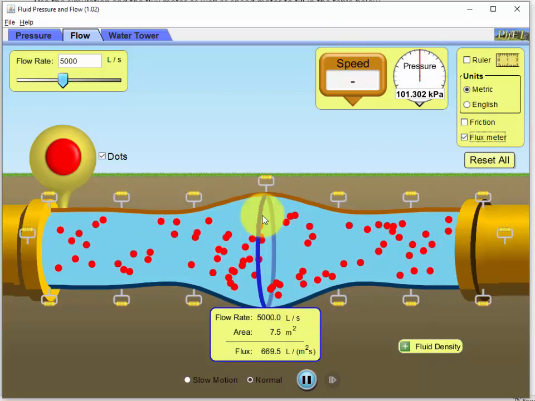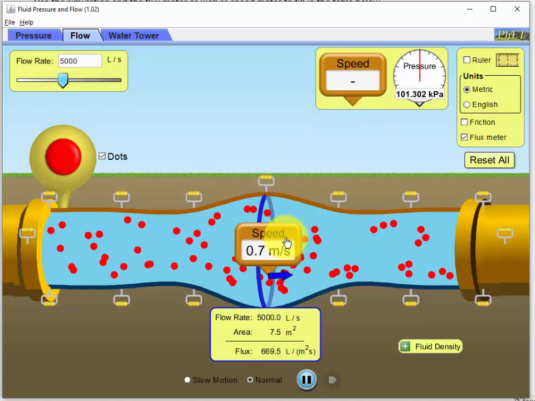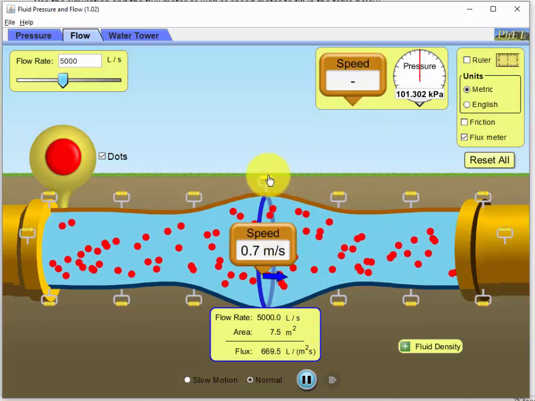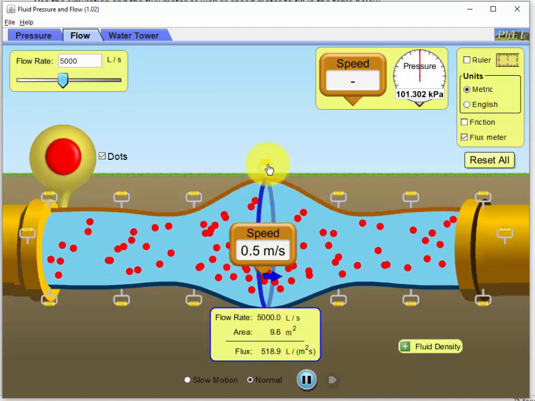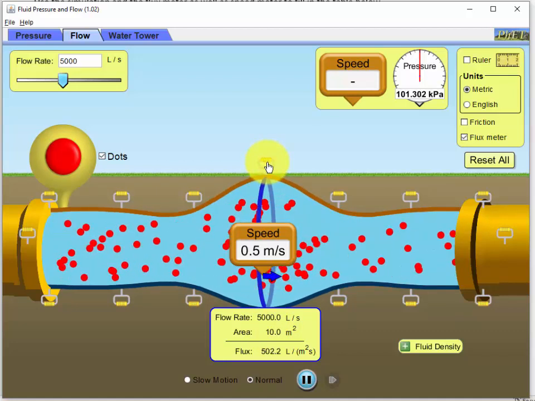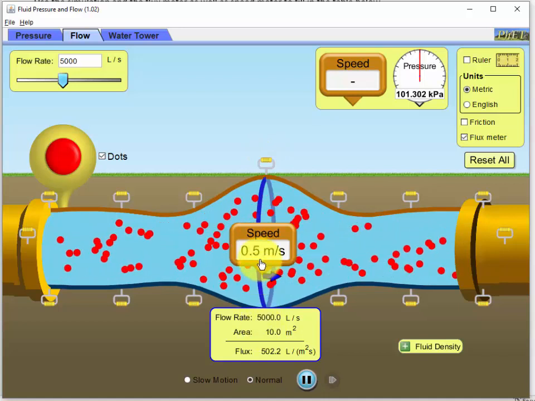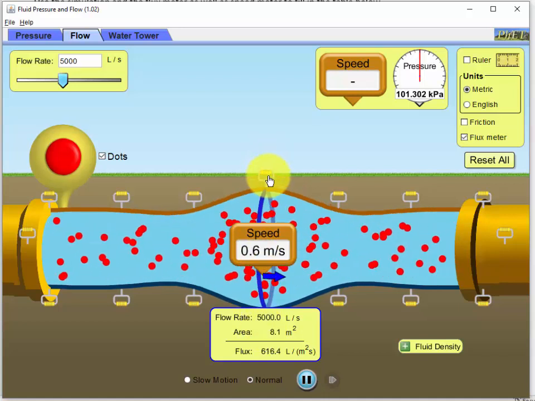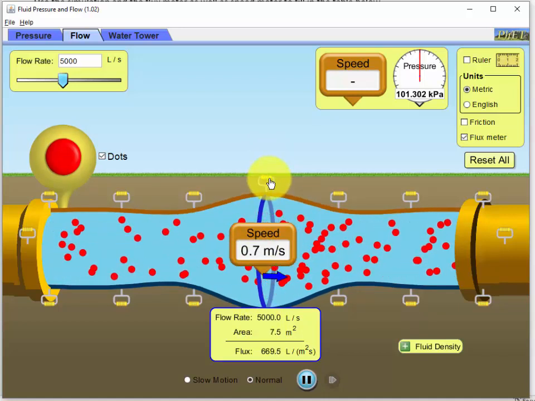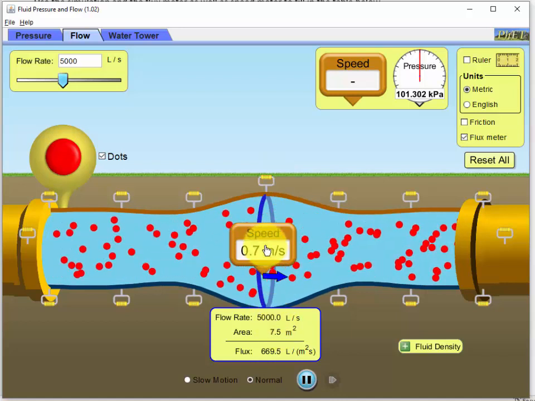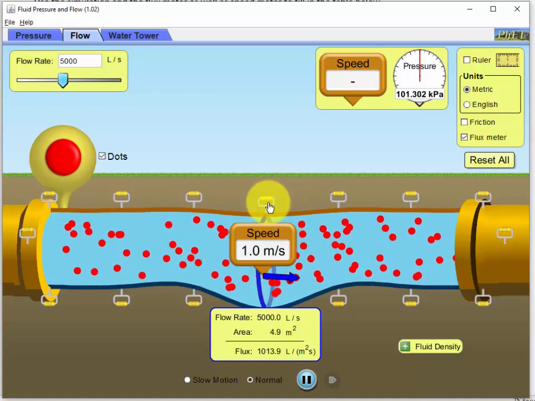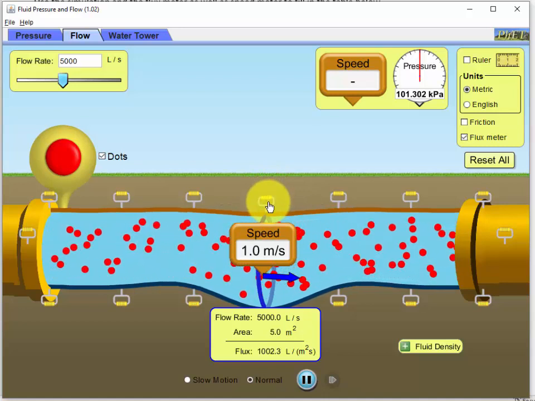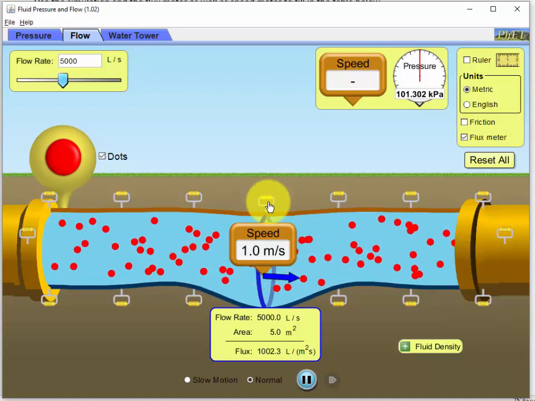We're interested in the flux meter, and I'll put the speed of this stuff right over there. I've already got the 7.5 square meter setting, so I'm going to go up to 10 square meters. You can record that area and that speed. I'll go back down to 7.5 right here, so record that area and that speed. I'm going to go down to 5 and record that area and that speed.